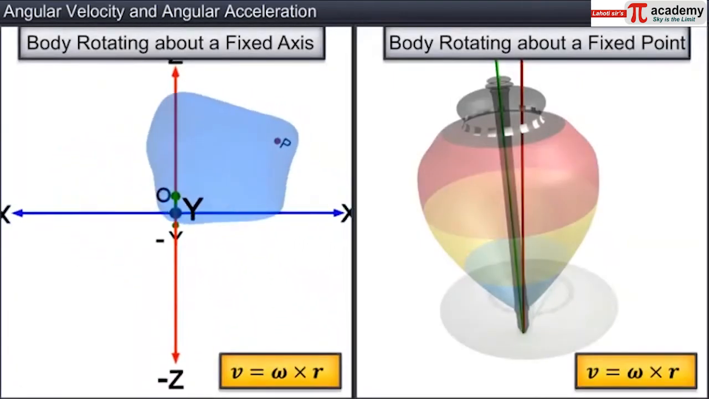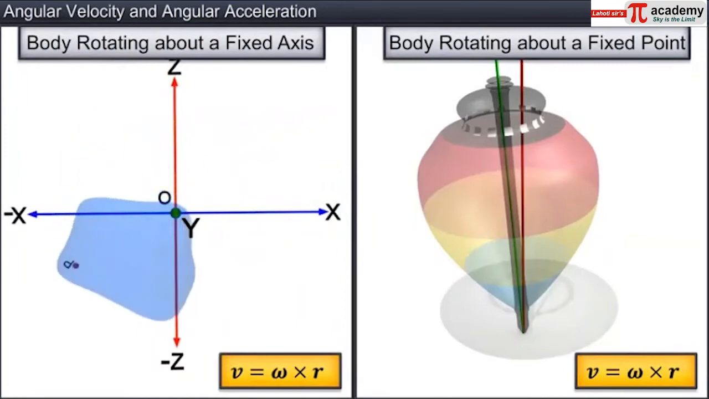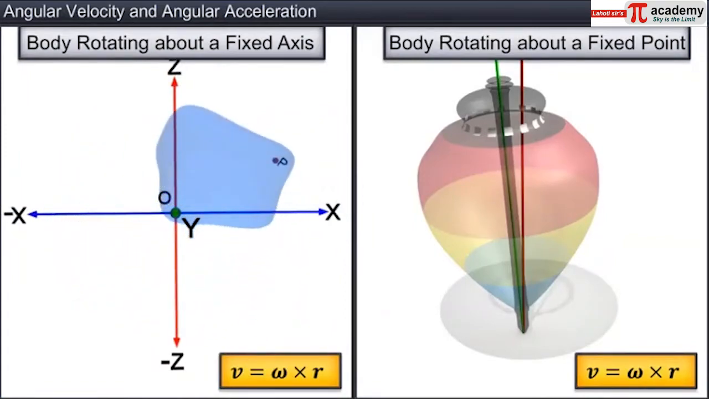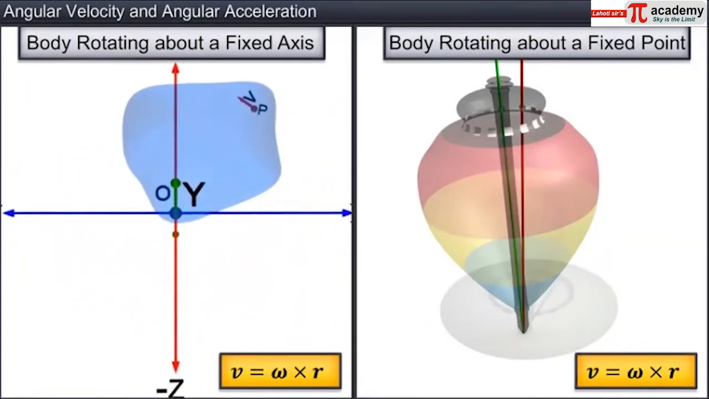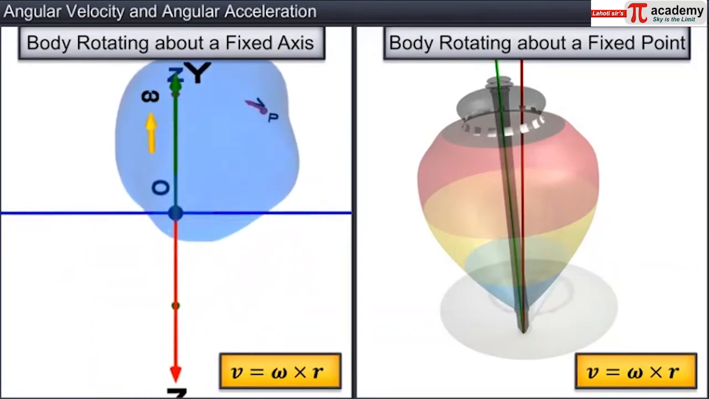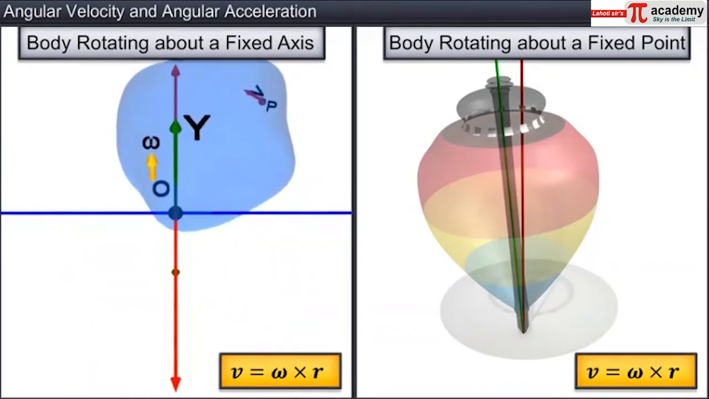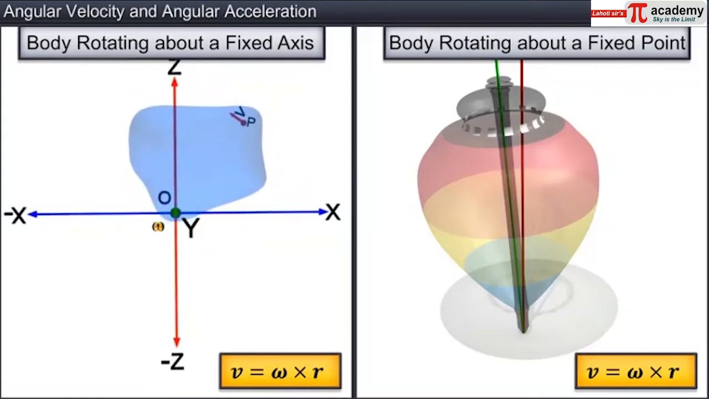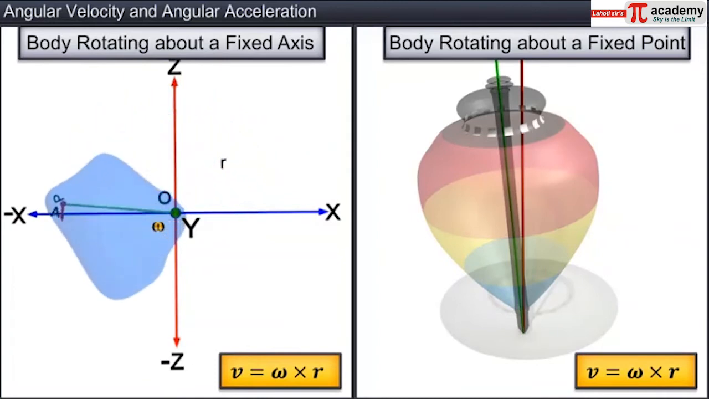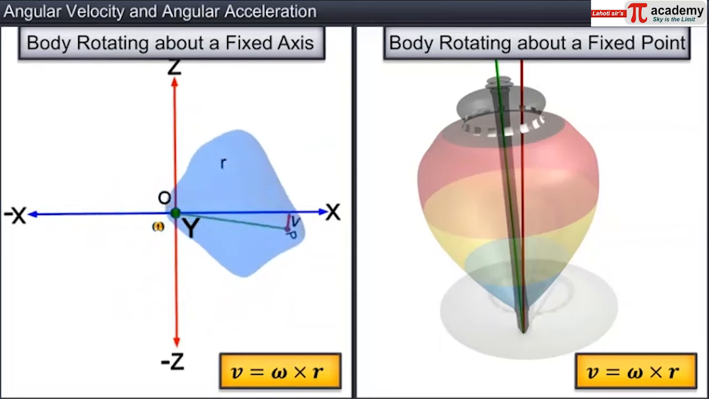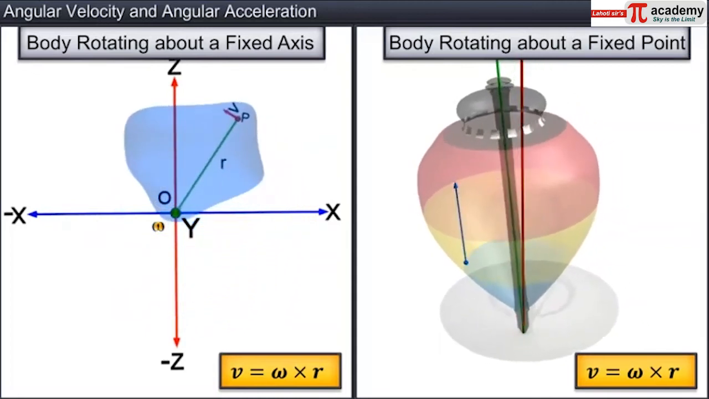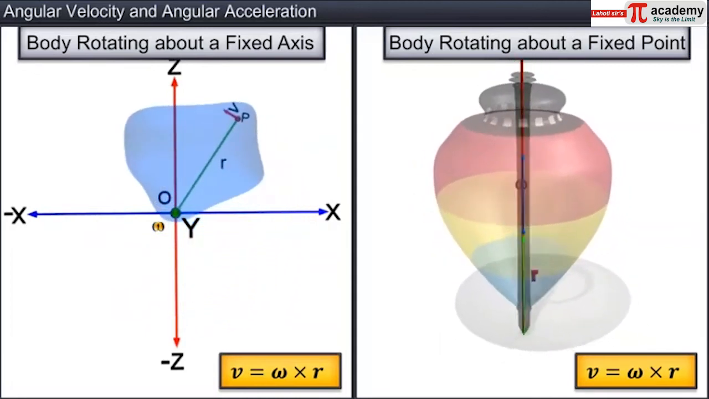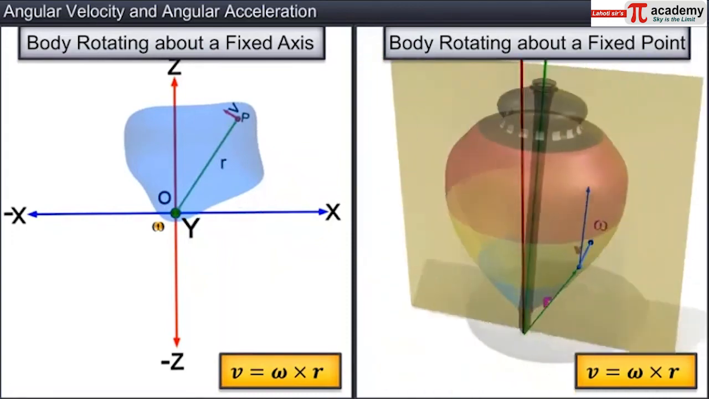In vector notation, we can represent the relationship between linear velocity v and angular velocity omega as v is equal to omega cross r. This is applicable to a rigid body rotating about a fixed axis, as well as to a rigid body rotating about a fixed point.